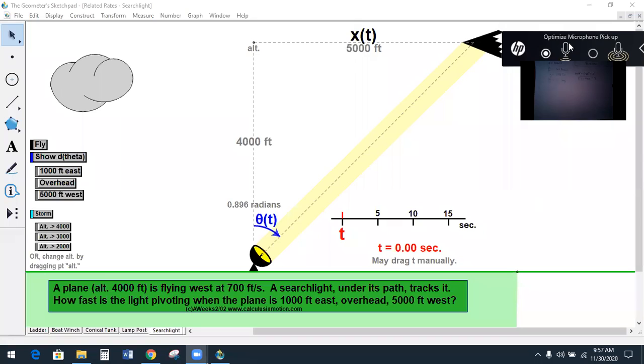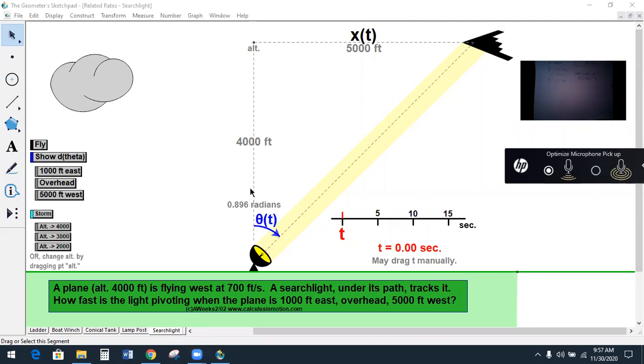Okay, so this is the last one that we'll do for today. So this one is about a plane that's flying. I don't know why it's like a stealth bomber. That's hilarious to me. It's not just like a regular plane, it's like a warplane.